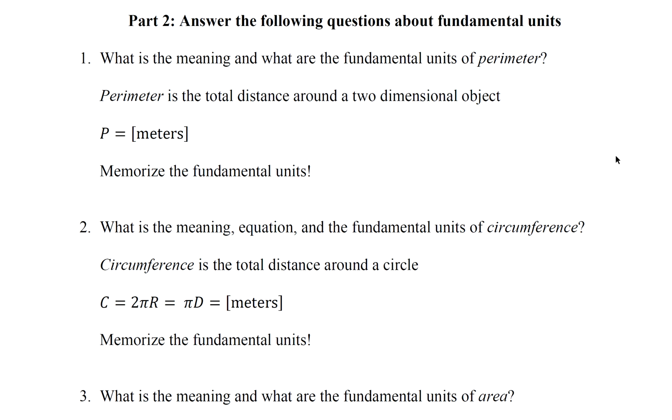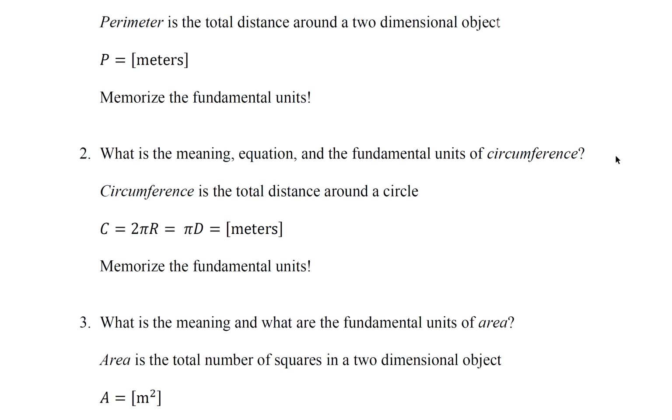Question 2, what is the meaning, equation, and the fundamental units of circumference? Circumference is the total distance around a circle. The equation is 2 pi r or pi d, and it has units of meters.